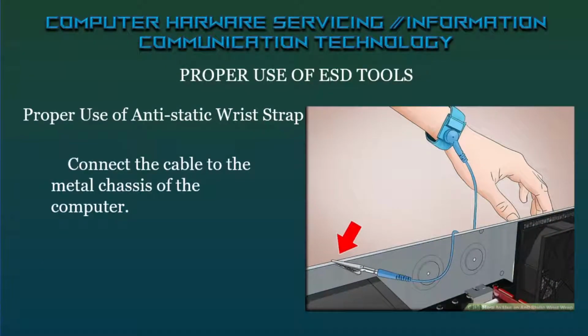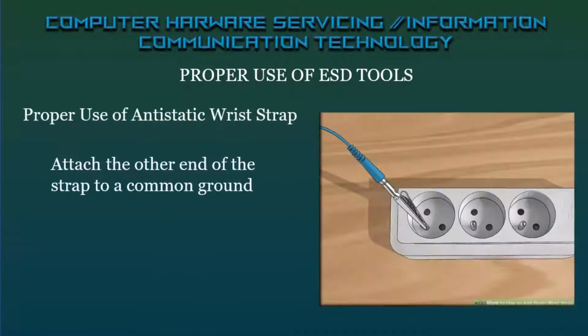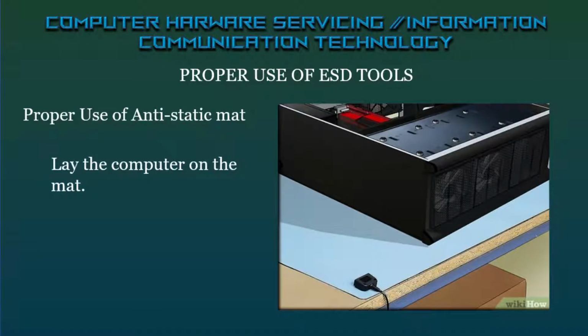Proper use of the anti-static wrist strap. First, connect the cable to the metal chassis of the computer. Second, wrap the strap around your wrist. Third, attach the other end of the strap to a common ground. The next step is to lay the computer on the mat.